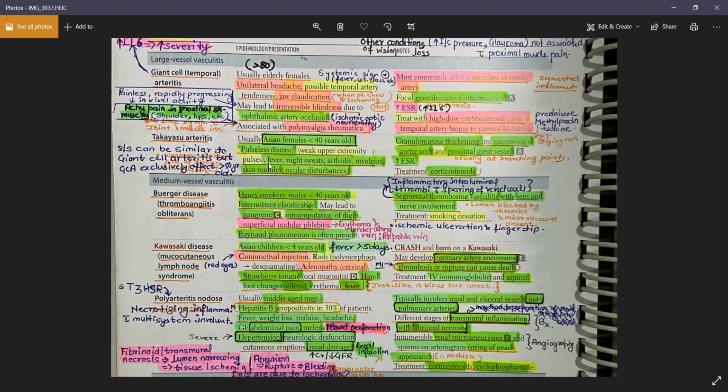You will get fever, night sweats, ocular disturbances, joint pain, muscle pain, skin nodules, anything. Symptoms are mostly similar to giant cell arteritis, and age will help you differentiate between the two. It generally involves the proximal great vessels like the subclavian artery and the brachiocephalic trunk. They can be affected. So, any doubt on these two diseases?